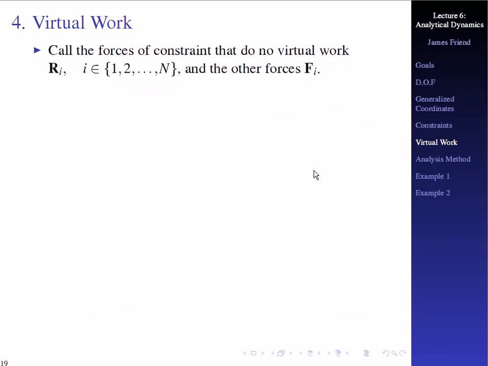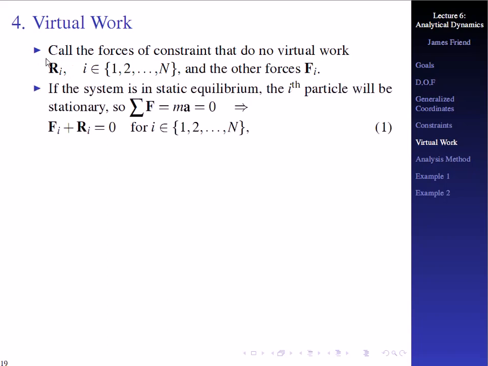So let's call the forces of constraint that do no virtual work, if we can figure out which ones those might be, we'll define them with capital R sub I. Notice that it's bold here as a vector, all right? And then all the other forces are F sub I. If the system is in static equilibrium, the ith particle will be stationary, so F equals ma, this a is going to be equal to zero, so the sum of the forces is going to be equal to zero. So the sum of the forces that do work plus the sum of the forces that do no work is equal to zero, and this is true for each of these particles.